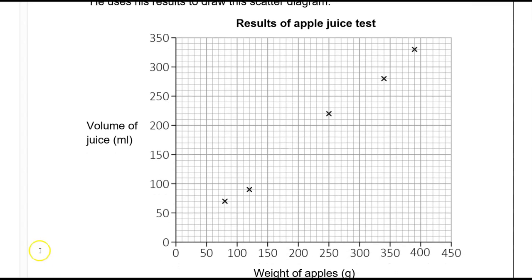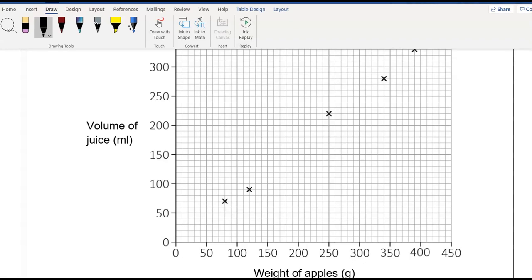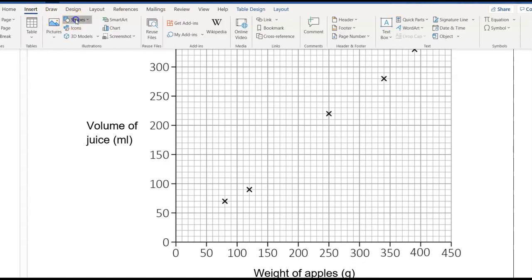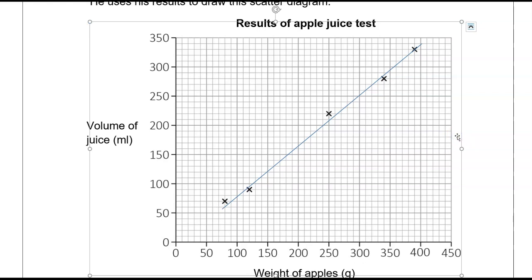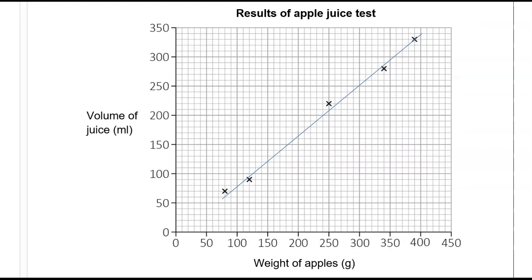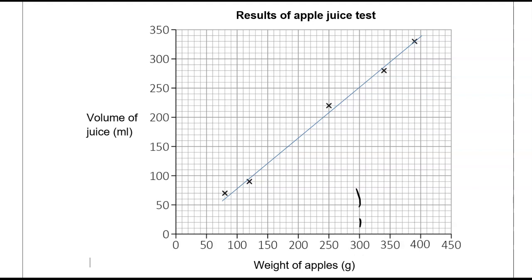Now let's go and see if this is the case for the 300 grams of apples. So we've got the scatter diagram. We're going to draw a line of best fit. And let's find the 300 grams. So 300 grams is equal to 250 milliliters of juice.